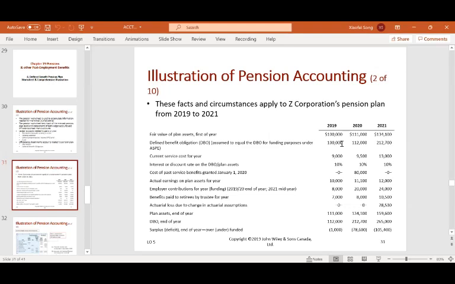It's perfectly funded. And these are the terms we talked about last class: current service cost, that's the benefit earned as a result of the service provided in the current year. Interest or discount rate, this one, 10%, is for both interest accrued on defined benefit obligation and the expected return to be included in pension costs, right?